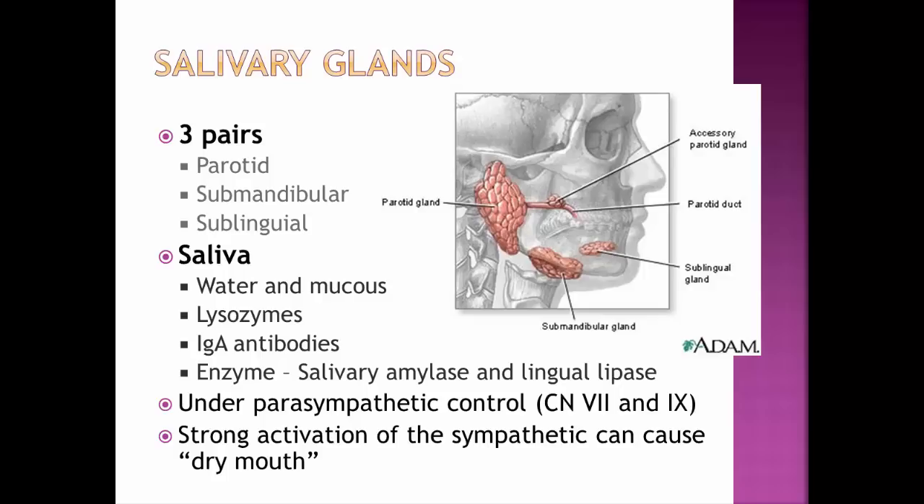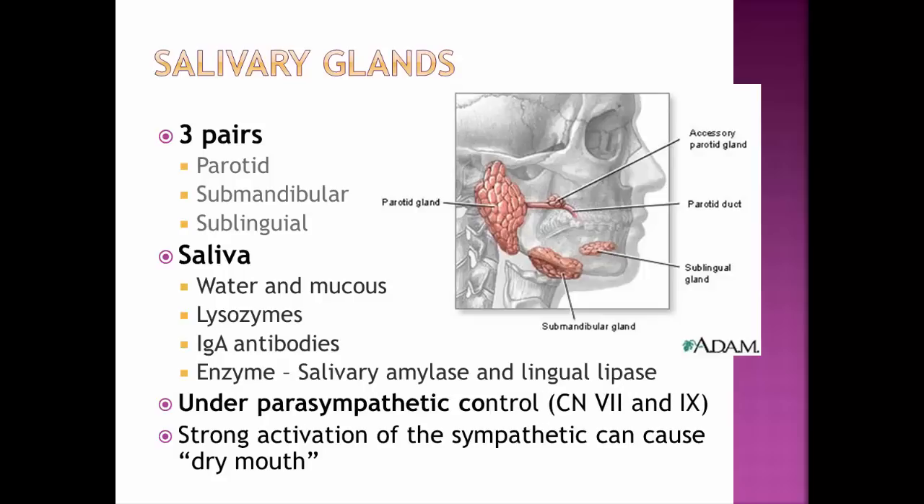Salivary amylase is used for carbohydrate digestion. Lingual lipase is for fat digestion, although the amount of fat that's actually digested starting in the mouth is negligible, so I don't even really consider that. I only mention it here because your book lists it. So really just salivary amylase is the one we'll concentrate on here.